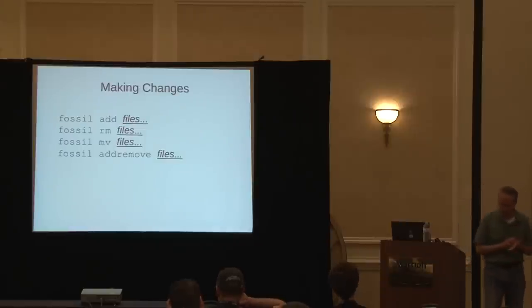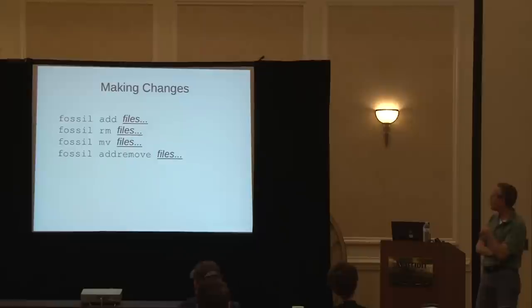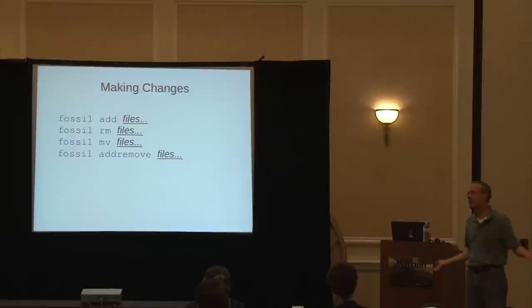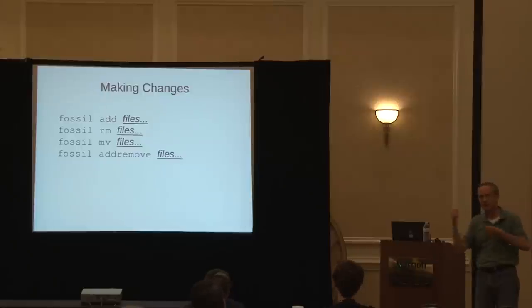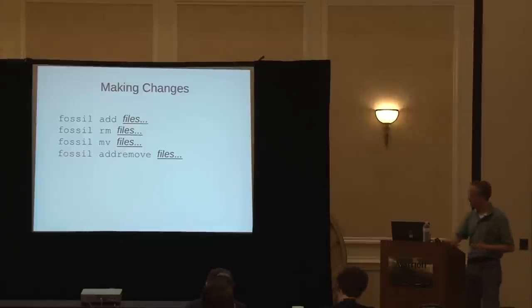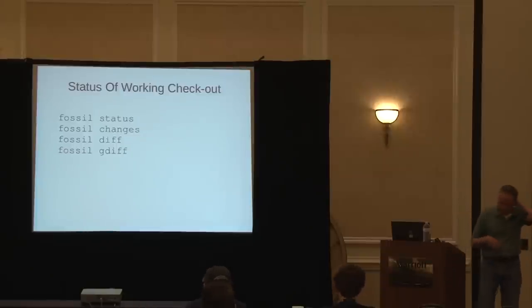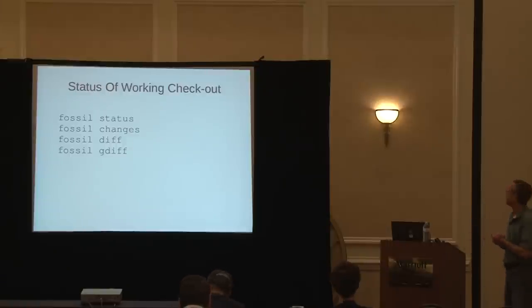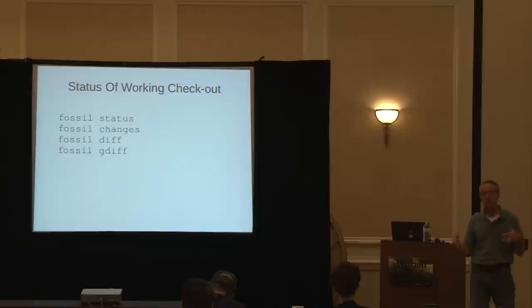All right, so you can look at the UI and see what's going on. You've got the usual commands: add files, remove files, move files around. Add-remove means it looks at your entire checkout, and if there are any uncommitted changes, it adds files that need to be added and removes files that have gone missing, so that it synchronizes your checkout with what's in the repository. There's fossil status, which shows you the status of the things in your checkout. It shows you the changes. The diff gives you a diff.